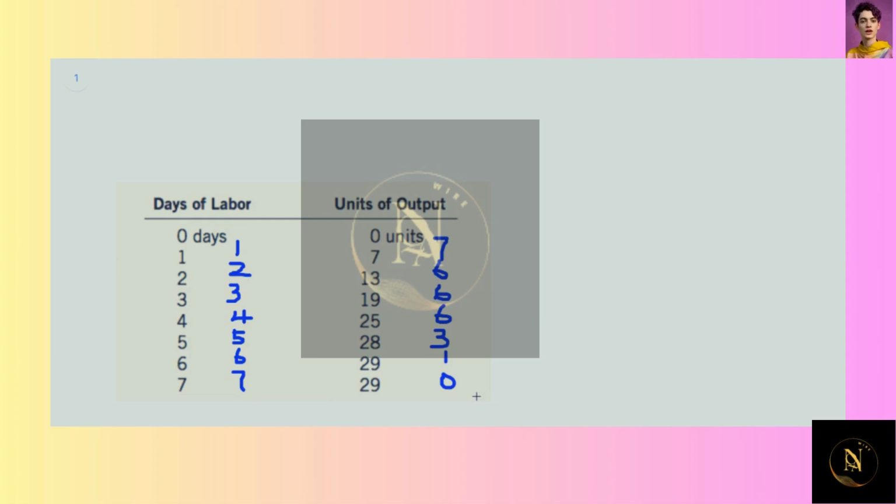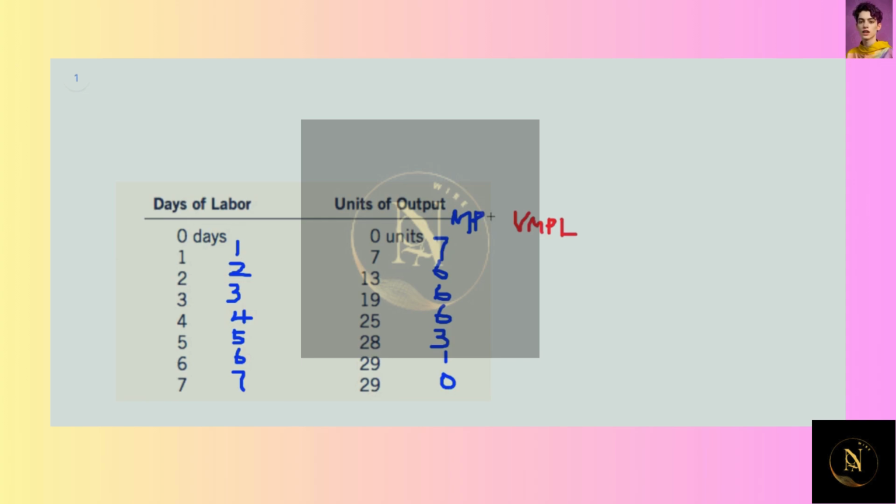Okay, question B. Each unit of output sells for $10. So calculate the value of the marginal product of each worker. So all the blue numbers here are the marginal product. So what about the value of marginal product? The value of marginal product of labor is just the price of the quantity they produce times this marginal product of labor.